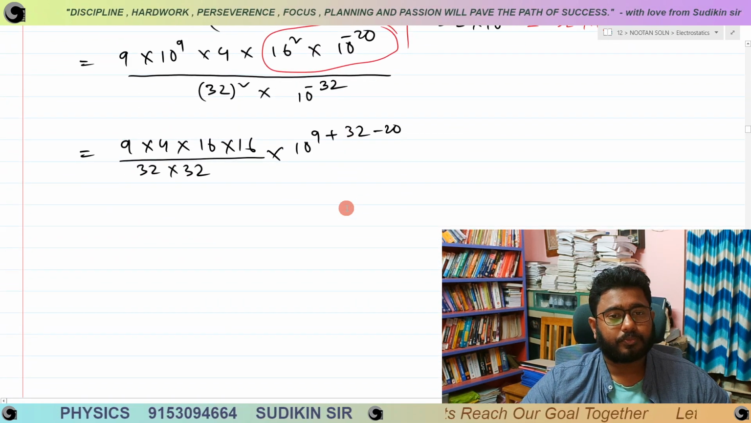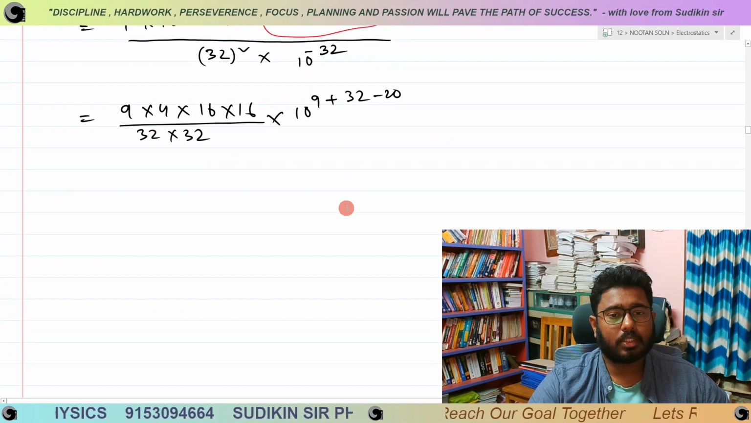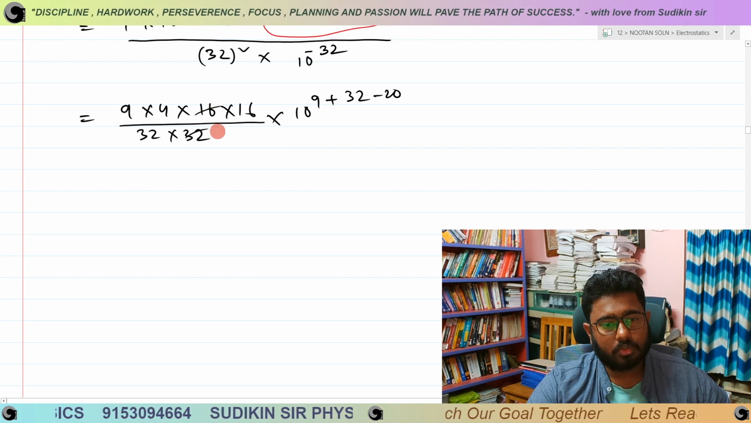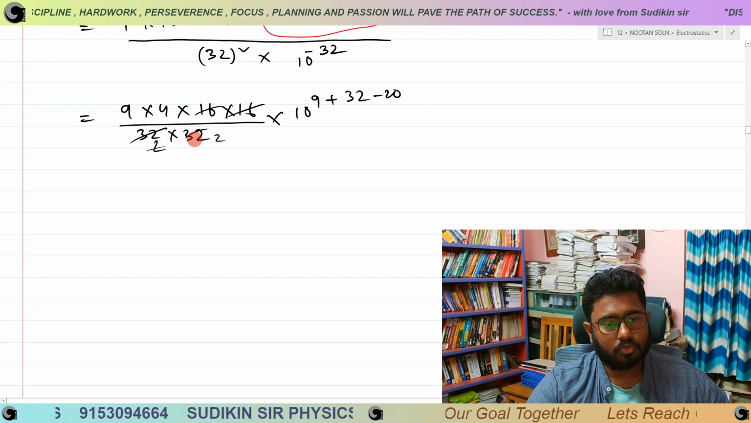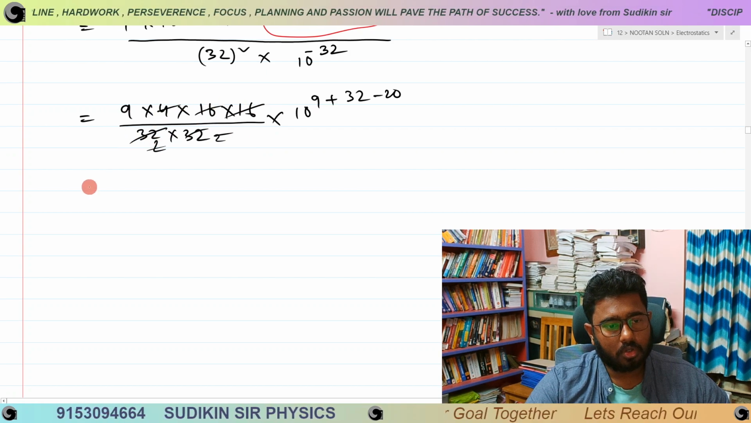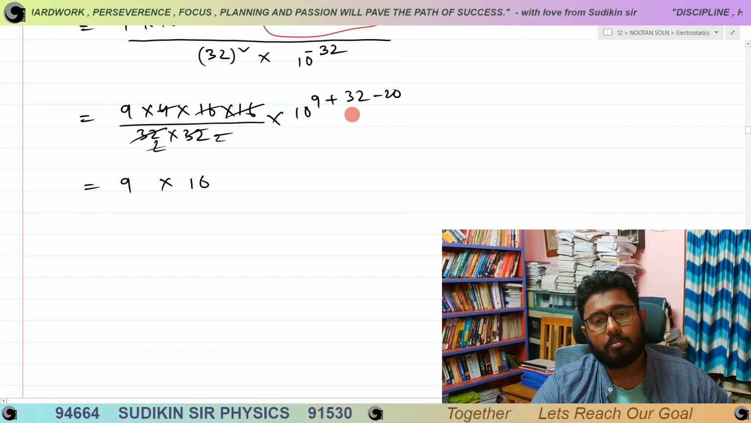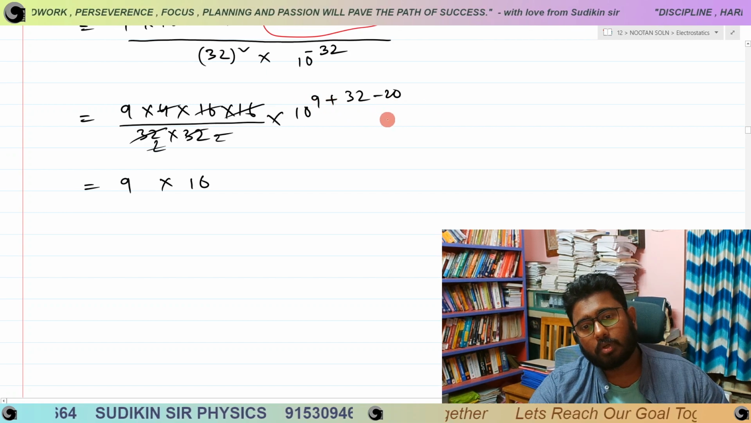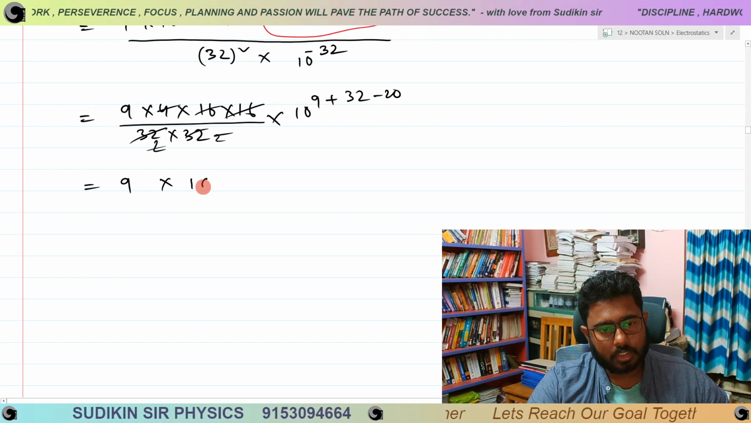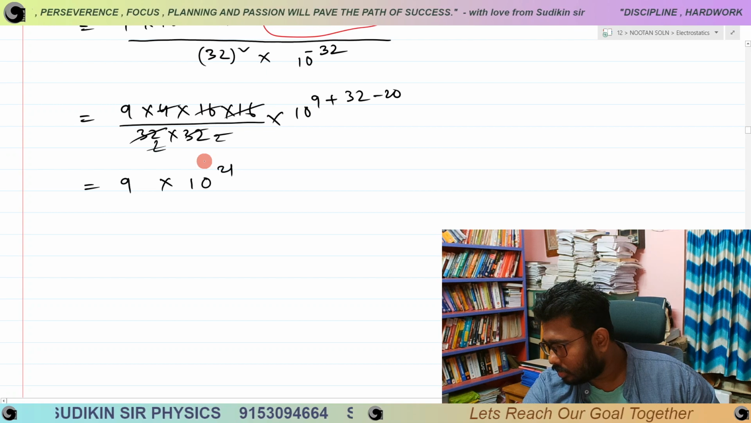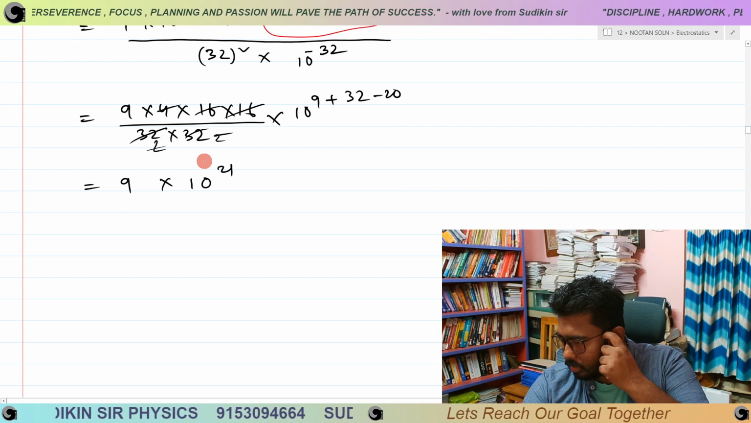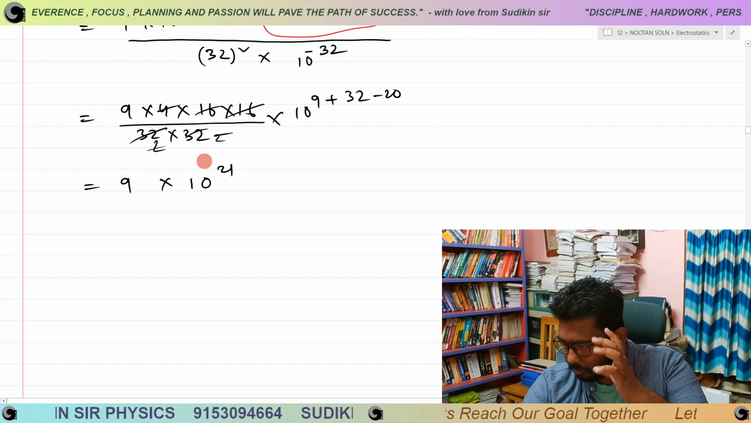From here we can say the value as this will be 2, this will be 2, this will cut out as 4. So that will be 9 into 10 to the power 9 plus 32 will be 41. 41 minus 20, that will be 20. That's a pretty high force. What is the answer there? Okay, there is some problem. Maybe the answer is not coming. Okay, just wait.